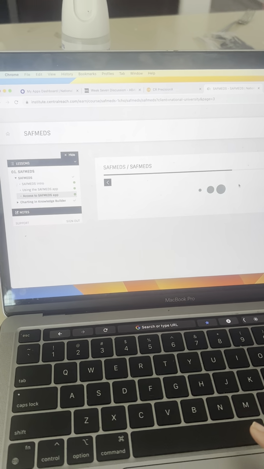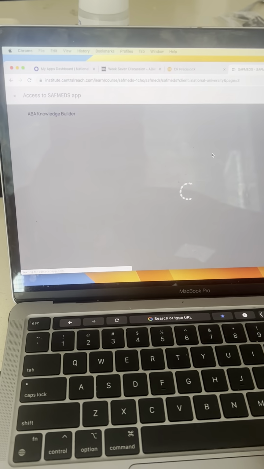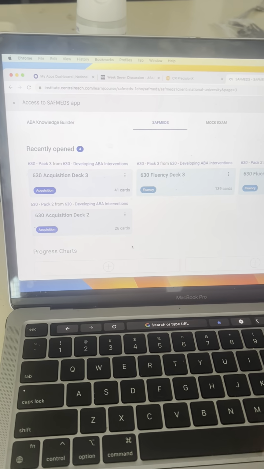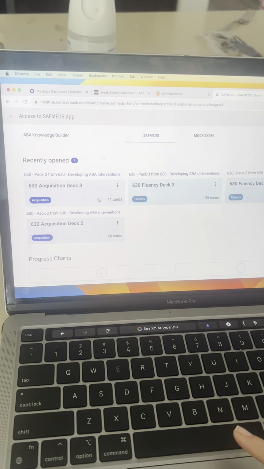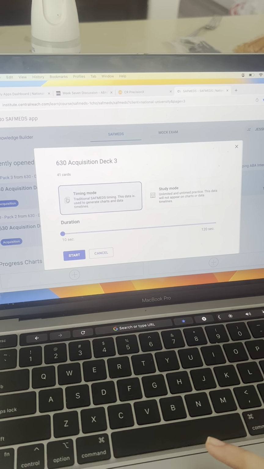I'm going to do a quick overview of ABA 630. First, I just wanted to show how I started my SAFMEDS. I would go to the deck that I was studying. So right now it's Acquisition Deck 3.